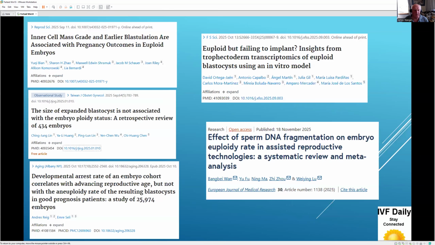Okay, the 5 papers I wanted to talk about today. One looking at the inner cell mass grade and early blastulation and the likelihood of pregnancy. The second one's looking at the size of the expanded blastocoel cavity. The third is looking at the developmental arrest rate of embryos in relationship to aneuploidy. The fourth one is euploid embryos that fail to implant. The fifth is looking at trophectoderm transcriptomics and seeing whether that can make a difference. And the last is a meta-analysis of sperm DNA fragmentation on embryo euploidy rates.